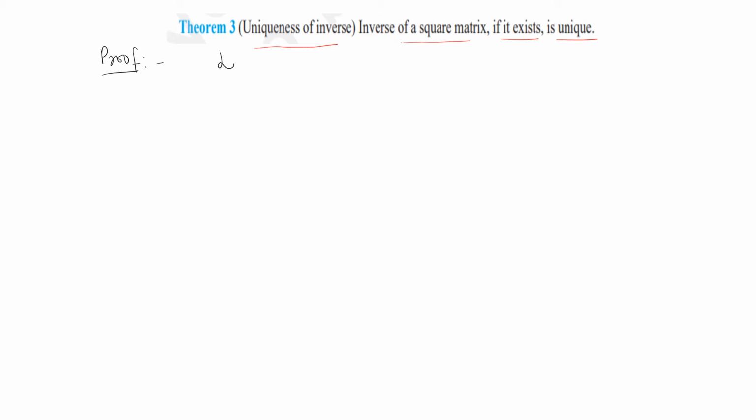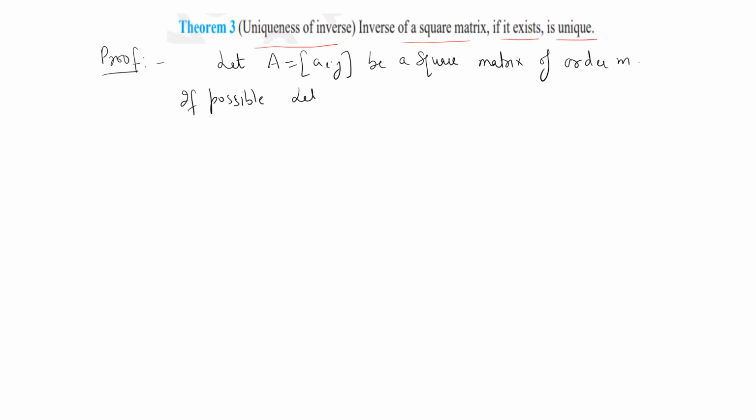So first of all, we need to consider a square matrix. Let A is equal to [aij] be a square matrix of order n. This is a square matrix of order n, right? And if possible, suppose B and C are two other matrices which are two inverses of A.